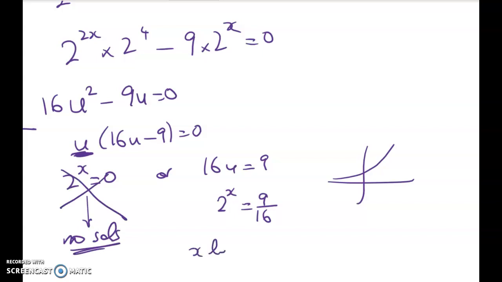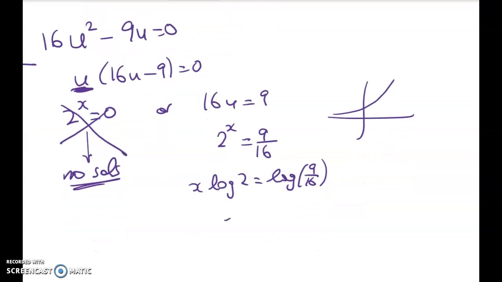Here we'll take logs of both sides, and we get x log 2 is equal to the log of 9/16. And you can see that it's falling out how we had it before. And we can muck around with that and simplify up here if we wanted to. Okay, so that's those two done.